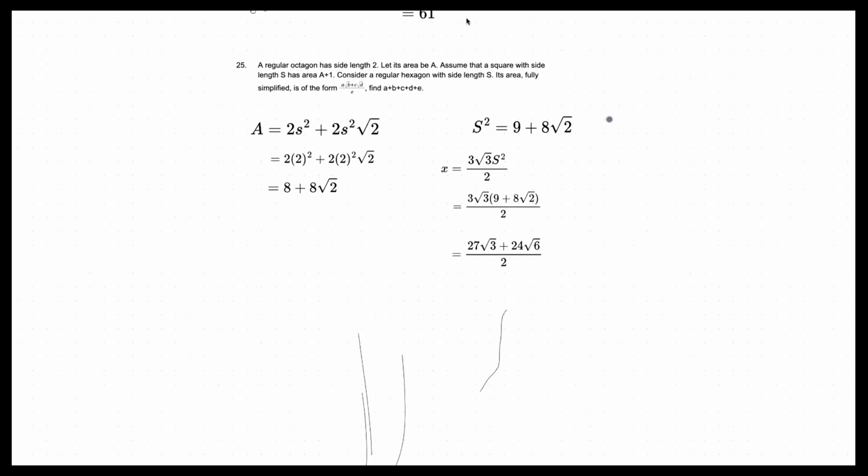So now we just add a, b, c, d, and e. So we get a plus b plus c plus d plus e is equal to 62. So our answer is 62.